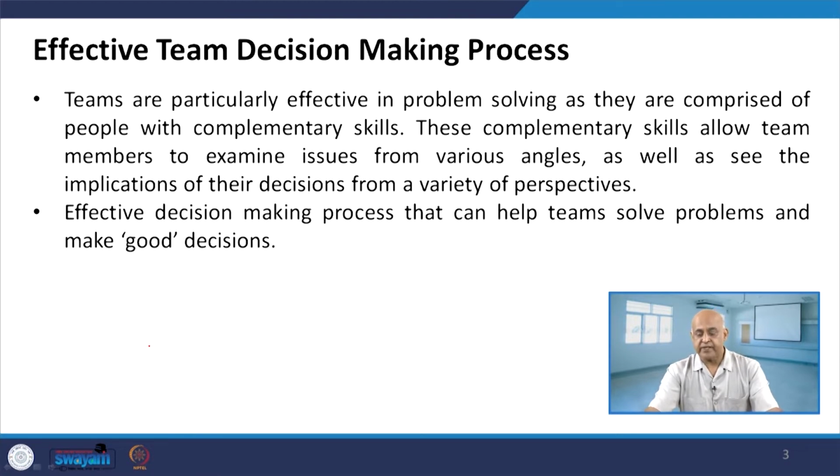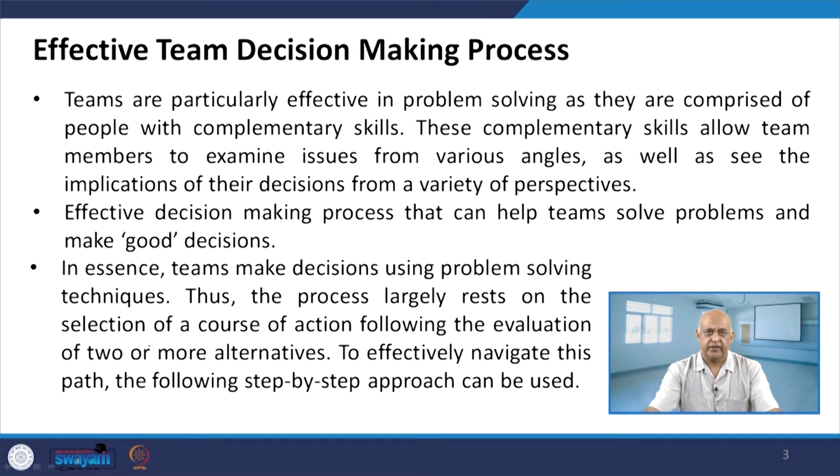So, this complementary strength of one will support the weakness of the other. These complementary skills allow team members to examine issues from various angles as well as see the implications for their decisions from a variety of perspectives. An effective decision making process can help teams solve problems and make good decisions.